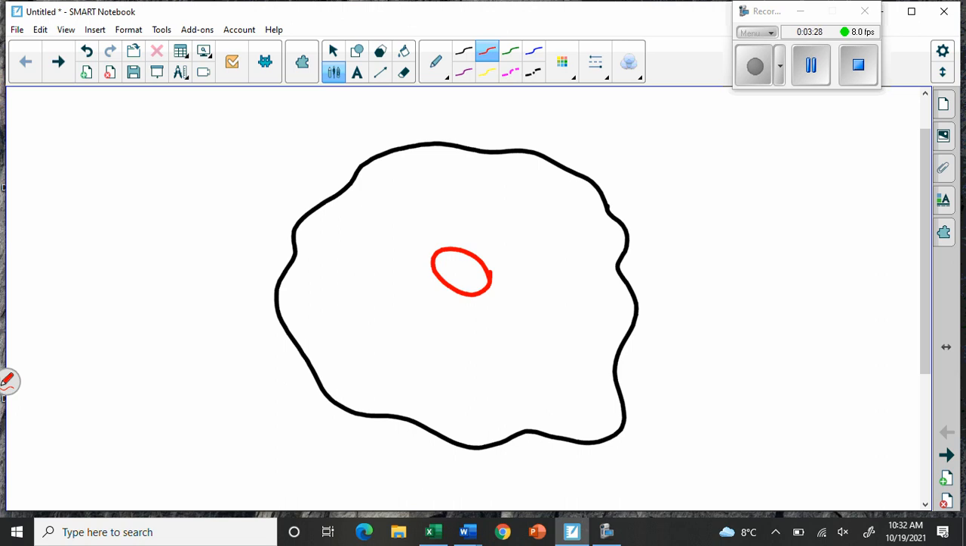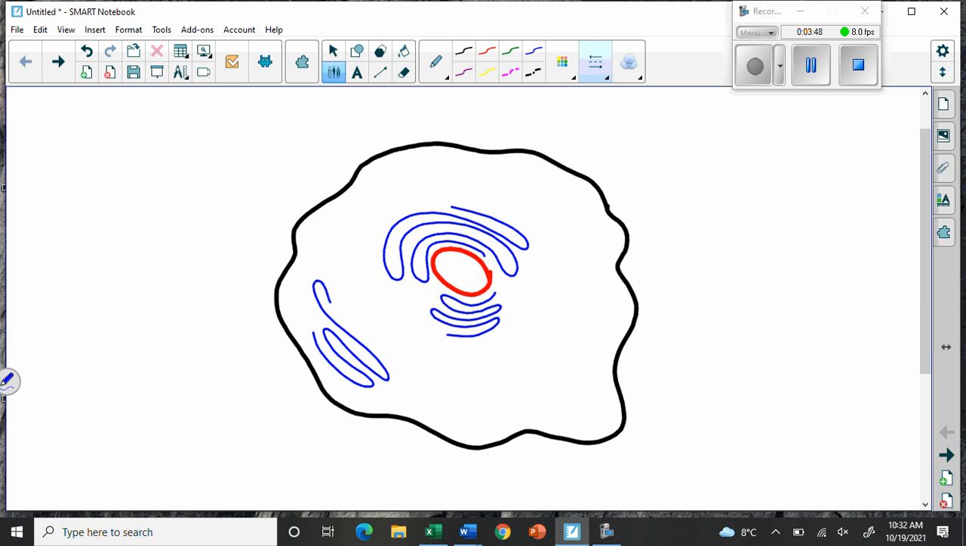Now I'll take this blue, and maybe I'll take a thinner line. And what I'm going to do is make a windy sort of structure that goes around like this, wiggles back and forth like that. And maybe I'll do another piece over here. And maybe even over here there might be some like that.